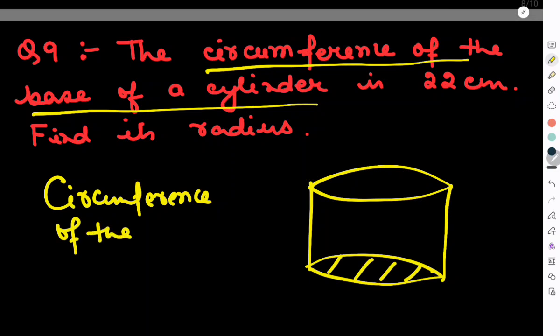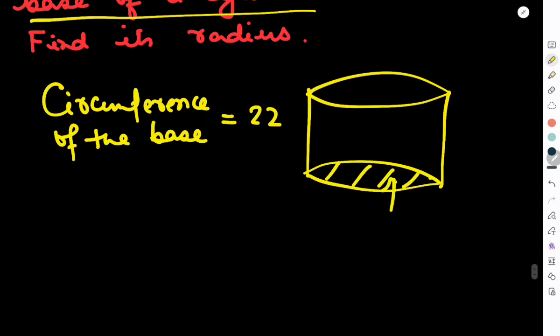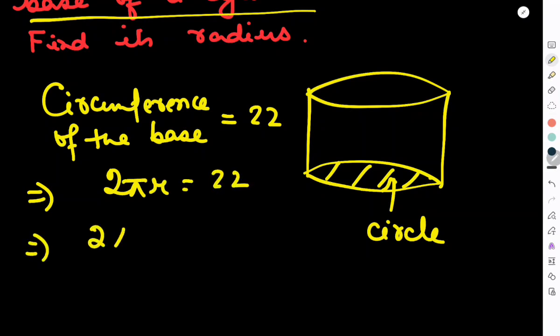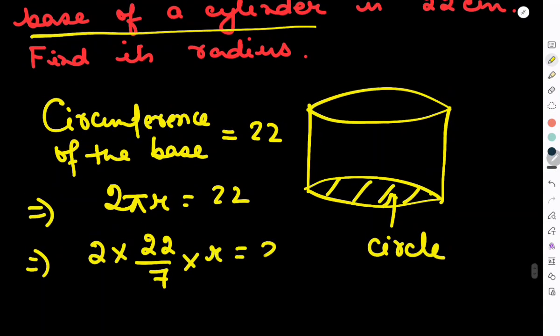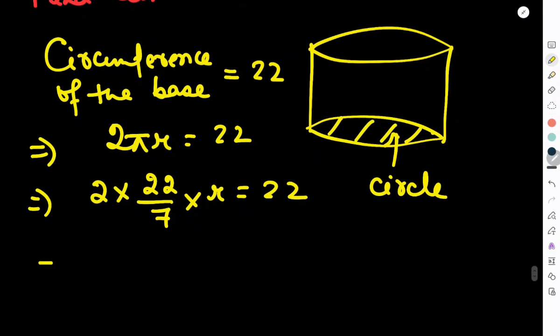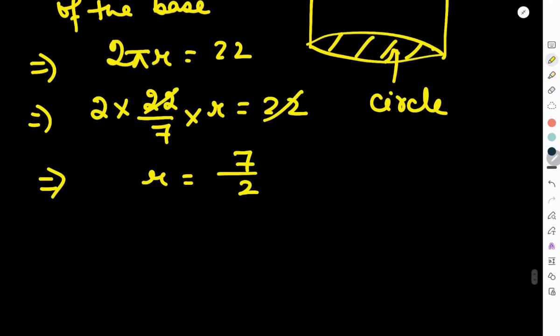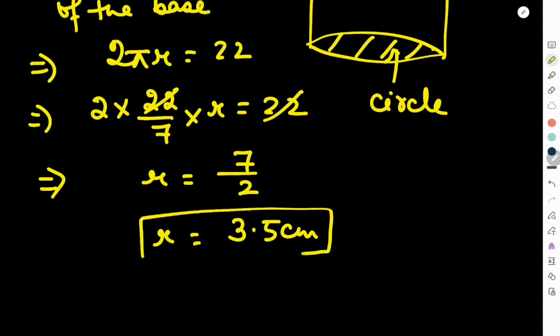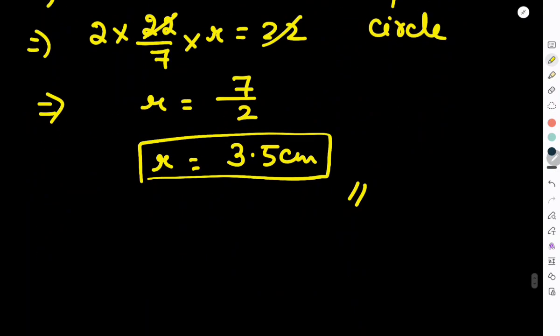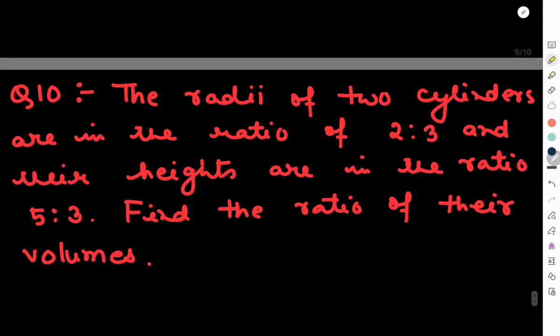What shape is the base? Obviously a circle. The circumference of the base is given as 22. As we said, the base is circular, so the circumference is 2 pi r, so 2 pi r equals 22. Now 2 into pi is 22 by 7, and the radius is... 22 cancels, very easy algebra, r is 7 by 2, which is 3.5. So my radius is 3.5 centimeter. Very easy MCQ.